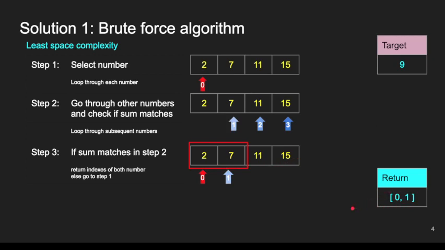So in this way, as we can see, you are just running two loops. You are not saving any data for the problem while the loops are running. So that is why this is the least space complexity solution.